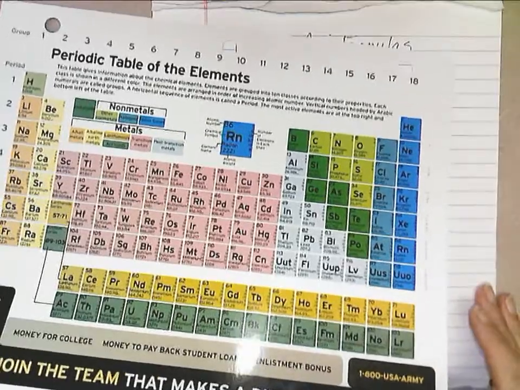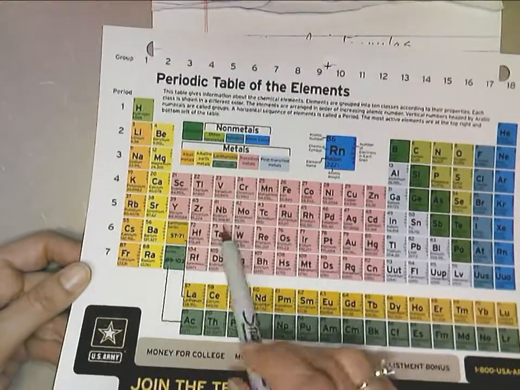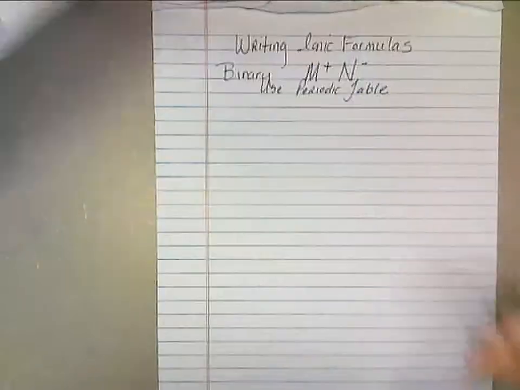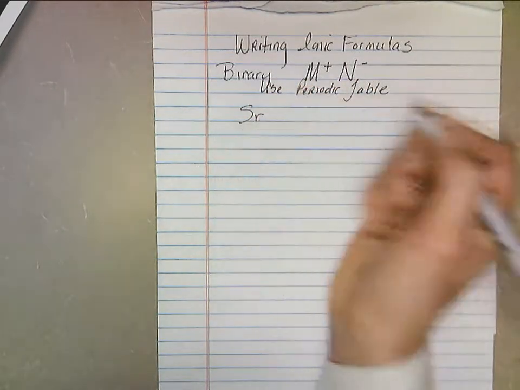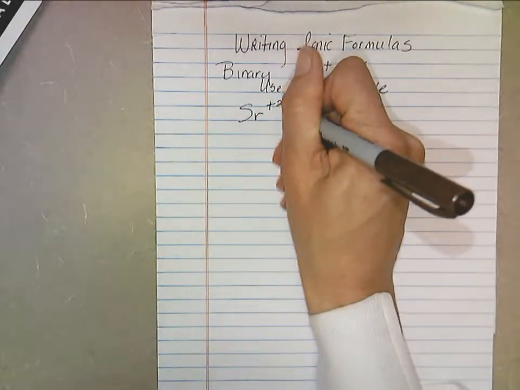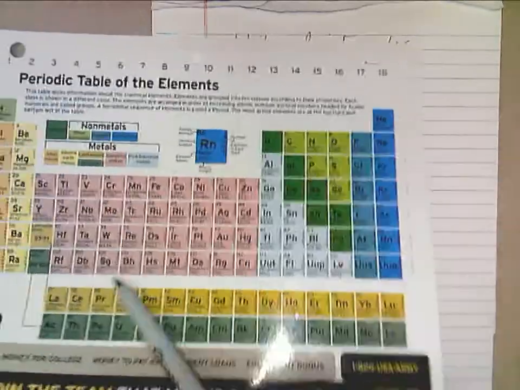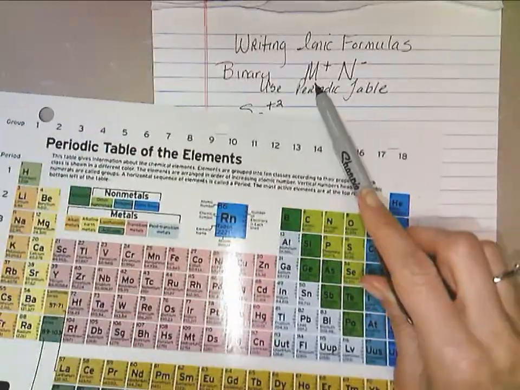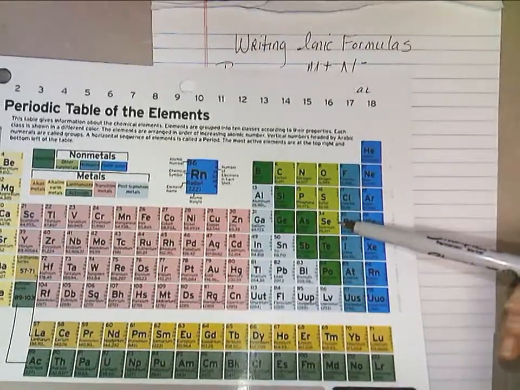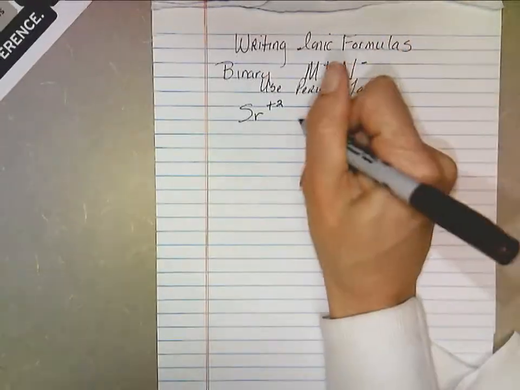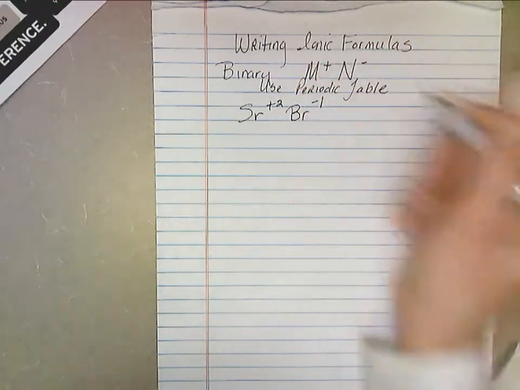So let me show you how this works. Let's pick a metal. Let's take strontium, for example. Strontium has a charge of +2. Now pick a nonmetal. You can't do two metals. It's always a metal and a nonmetal. Let's do bromine. Bromine has a charge of -1.